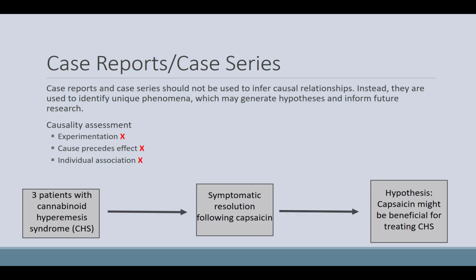So in terms of causality assessment, we have none of the criteria there. We don't have an association because we're just simply describing outcomes. We're not analyzing anything. We don't have directionality, and we certainly don't have experimentation.